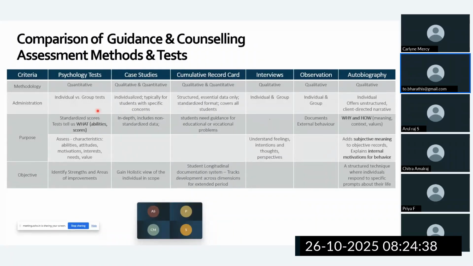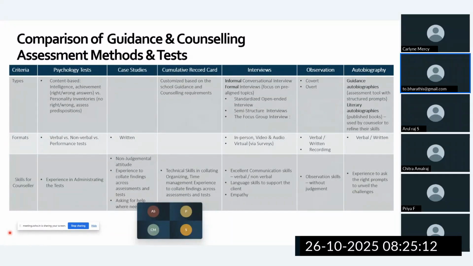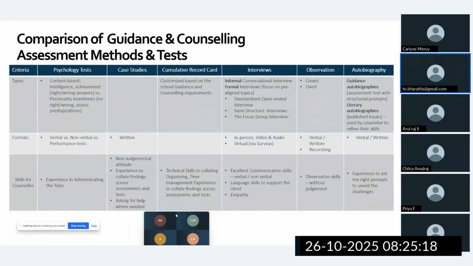What is the purpose? We covered that overall. I'll just call out that psychology talks about the what, and the rest is going to help us with the why and how. Autobiography also, and observation helps us to understand external behavior. Interviews will help us to understand feelings, intentions, and the thought process they have. And what is the objective of this? It's all to identify the strengths and the longitudinal view, so that I get the complete picture, right? Second is again different types. We have covered this when we did individual. I'll just pause here. So most importantly, this is something which I wrote.